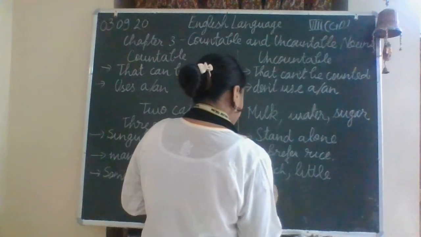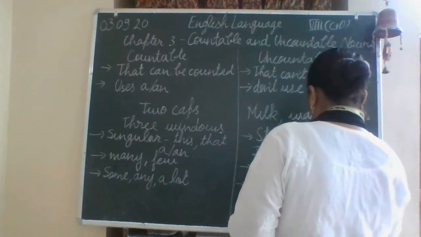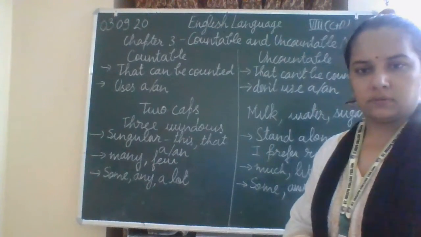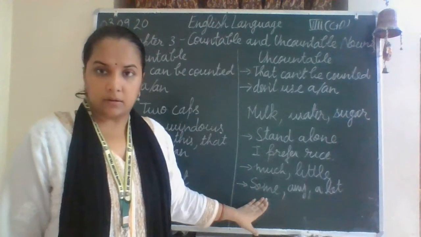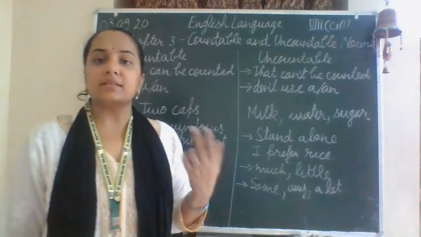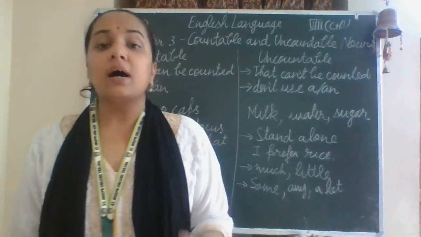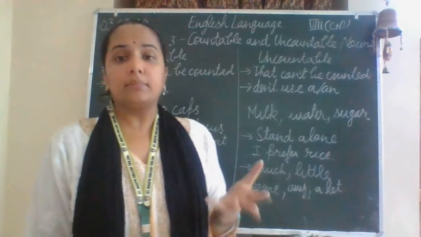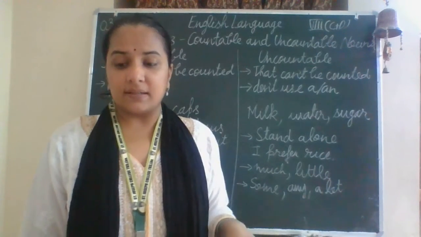Here also in the uncountable we can use some, any, a lot. Give me some money or give me some milk. Both the things are correct. Whenever we are talking about money, that is a countable noun, we can count that. Whenever we are talking about milk, that is the uncountable noun, we cannot determine the milk in number, but we can use some with these things.